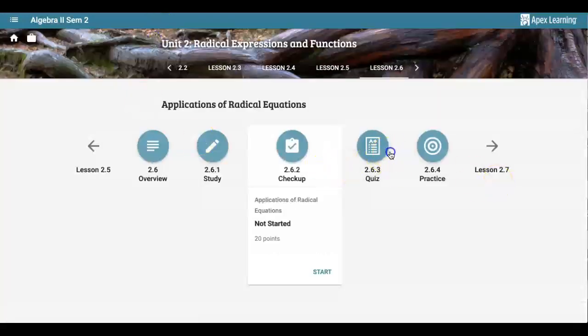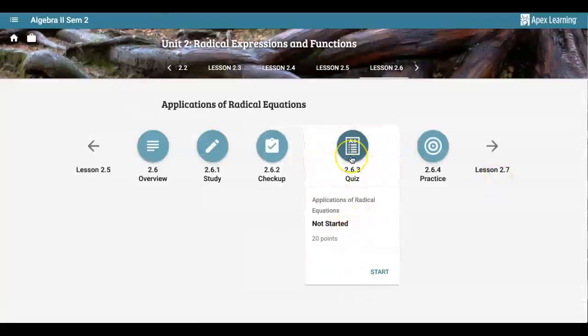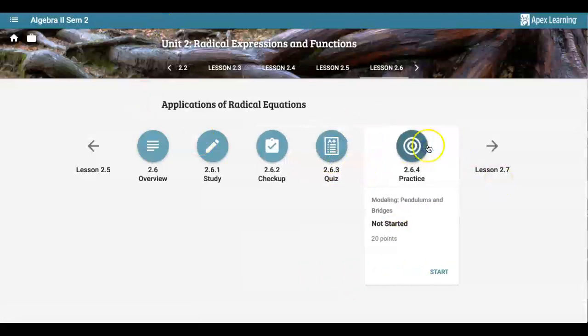For 2.6, you do have a quiz here. This is a mandatory quiz. Now, the practice here is another extra credit opportunity. So far you have 3 quizzes that are mandatory and 2 potential extra credit opportunities. So again, take advantage of it if you'd like to get some extra credit, even partial extra credit for partially correct work.